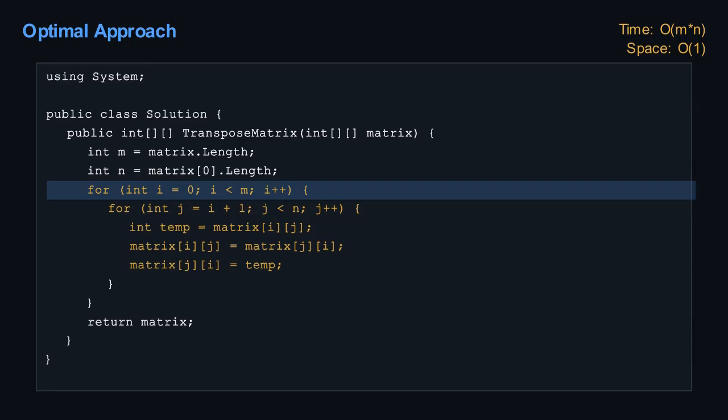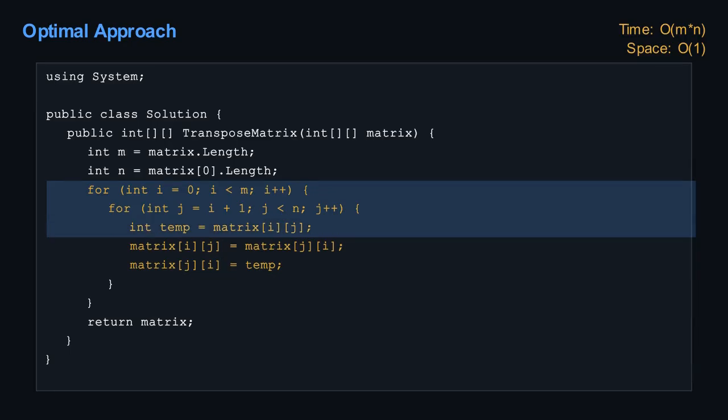Let's walk through the logic line by line. First, we determine the number of rows and columns so we know the boundaries of our grid. We use a loop to iterate through the rows. Inside that, we use another loop to iterate through the columns. But here is the trick. The inner loop doesn't start at 0. It starts at the current row index plus 1. This ensures we only look at the elements above the diagonal.